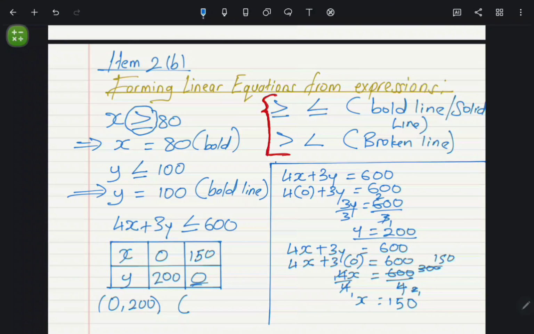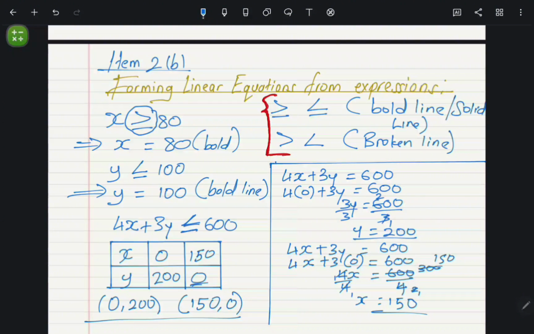And that is our second point that we are going to plot. That is 150, 0. So now these points here are going to help us to draw the line 4x plus 3y is equal to 600. And it is going to be a bold line. It is going to be a solid line. Reason being, this inequality symbol here of less than or equal to requires us to draw a bold line because of the equal to. You get it? It is an inclusive set.